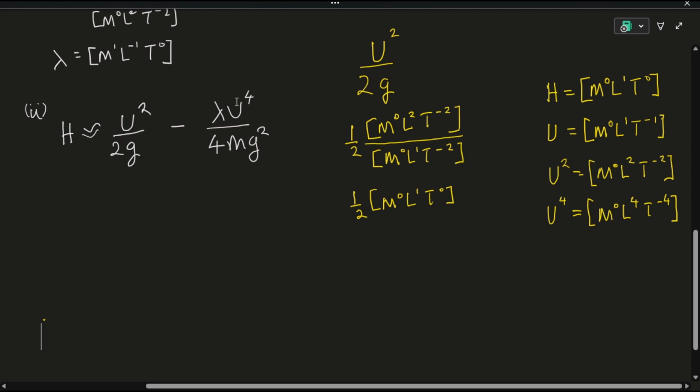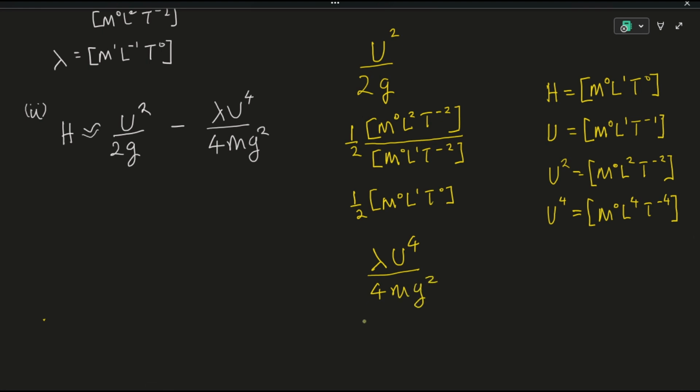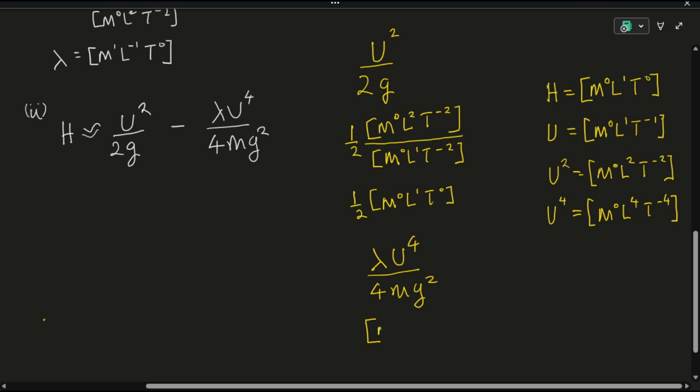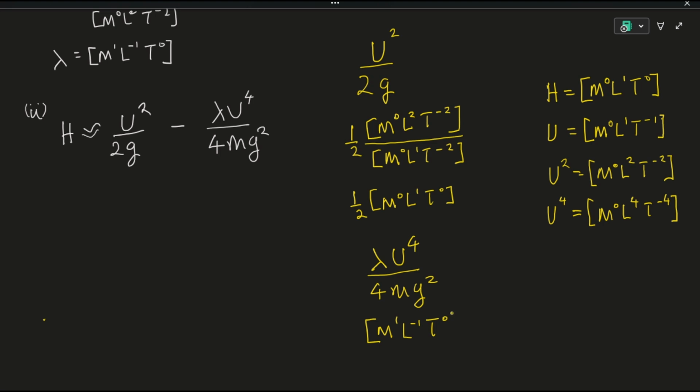So let's simplify the dimensions of this expression here. Now, lambda is given by u exponent 4 is given by this expression over here.